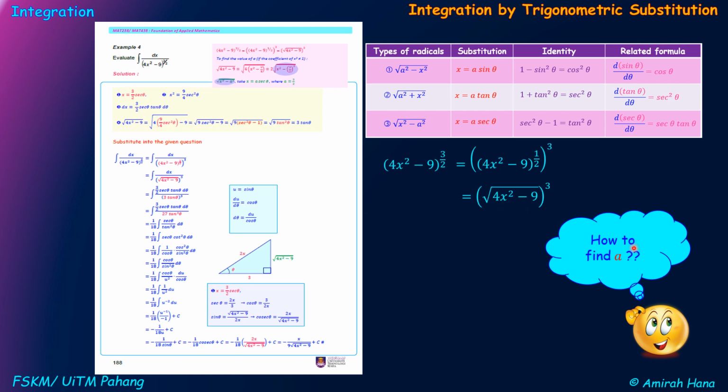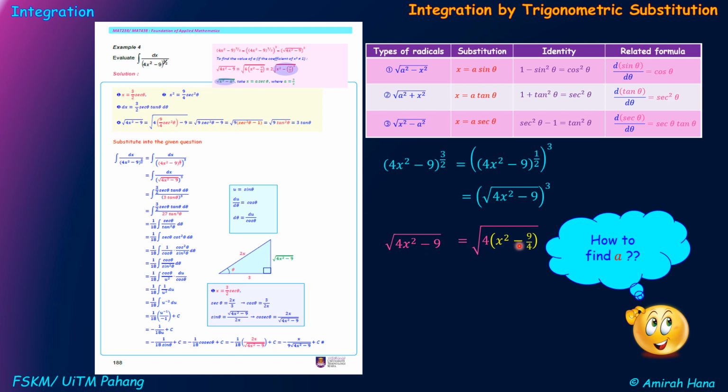So how do we find A from here? Now we have the square root of 4x² minus 9. How do we make the coefficient of x² equal to 1? First, we can factorize the coefficient of x². So we get 4 and then in brackets x² minus 9 over 4. Why 9 over 4? Because if we expand, 4 times x² gives back 4x². 4 times negative 9 over 4, we can simplify the 4 here and the 4 here, so we get negative 9.